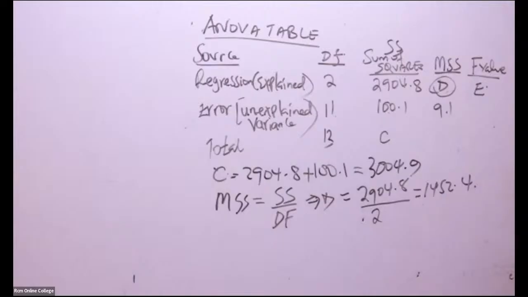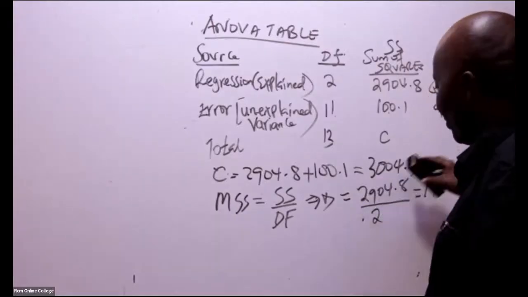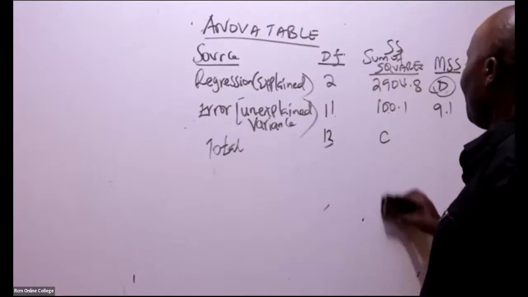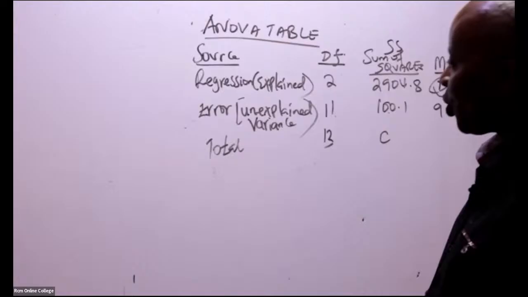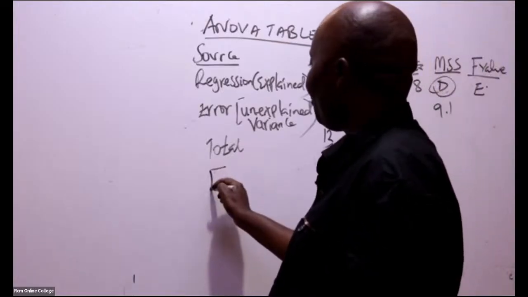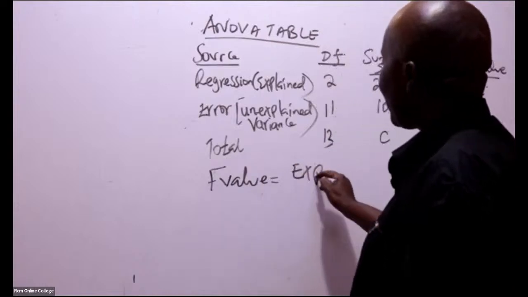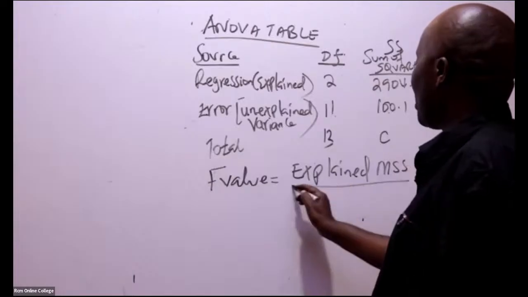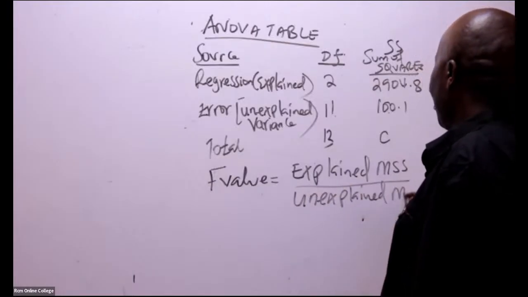Then from there, come to the F value. This F value is very, very critical for you. With your permission, I'll rub this now. To get this F value, we normally take the explained MSS all over the unexplained MSS.